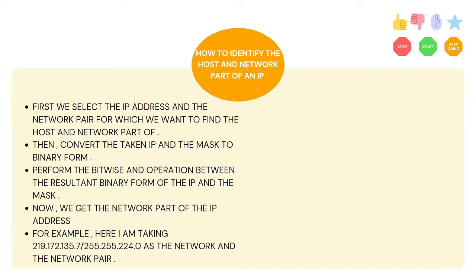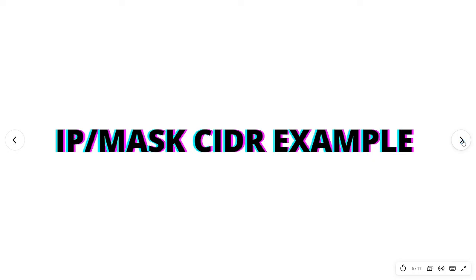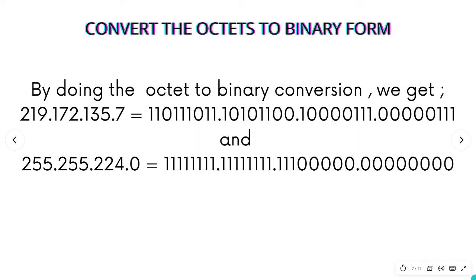So let's get on with identifying the host and the network part of an IP. The first part is identifying the network part. So we have taken the IP example and converted it to its binary form. Thus we get this answer as presented on the screen. The first one, 219.172.135.7, is the IP of a network, and the second one is its subnet mask.